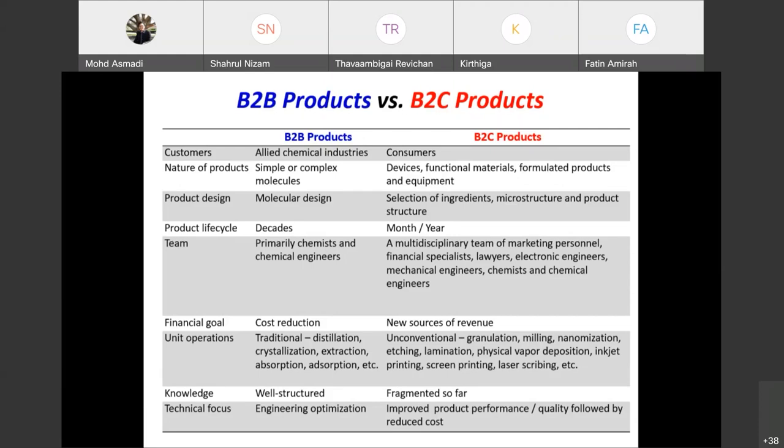Okay, what else? The financial goals, okay, this is another example, so I think you can read. For nature of the product, simple or complex molecules. Okay, xylene, phenol, this one. But for B2C product, mostly we can use it as an end product, the end of the products. So the consumer of course can use it.